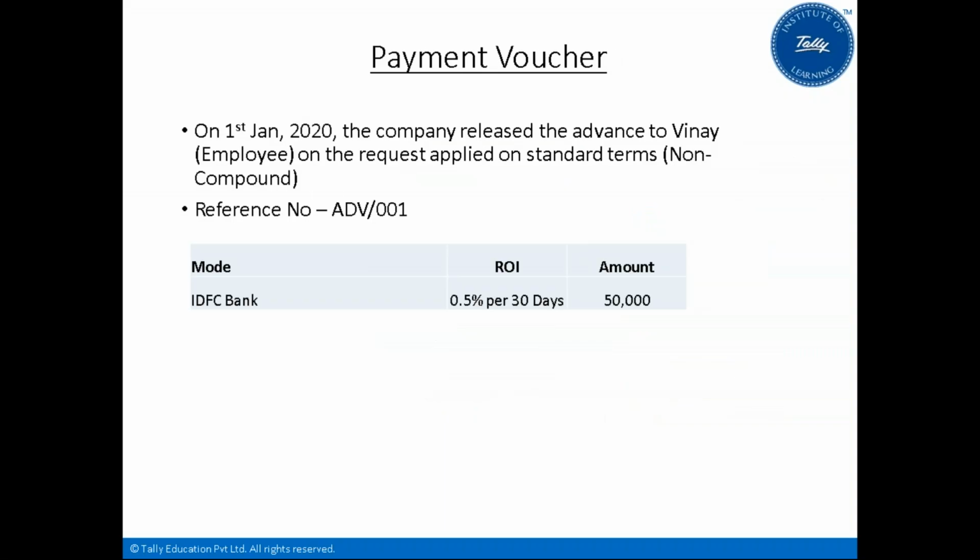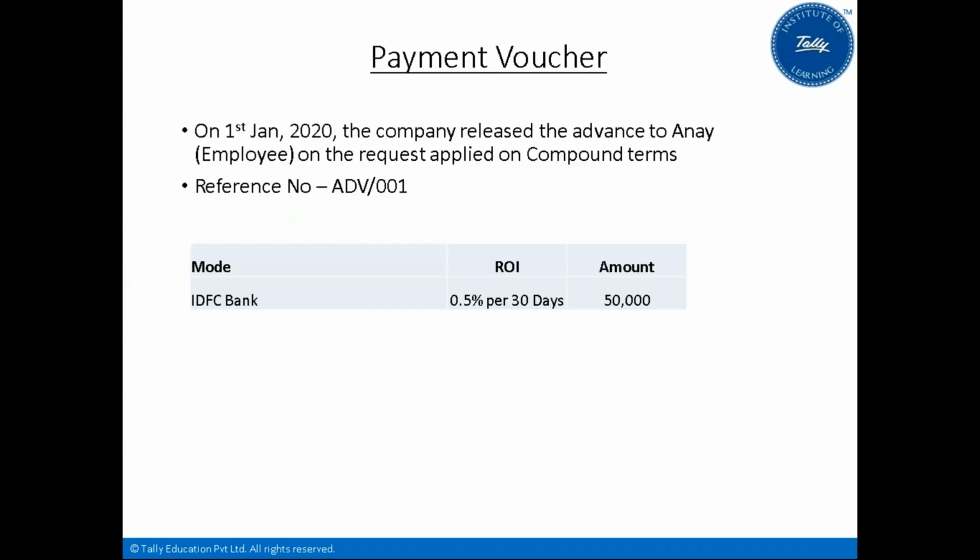Let us go to the next option, the compound interest. So we would be seeing the compound interest. On 1st of Jan 2020, the company released an advance to Vinay, an employee, as non-compound interest. Vinay's interest is to be computed as non-compound, and the next transaction on the same date is to Anay on the compound terms. So there are two entries.